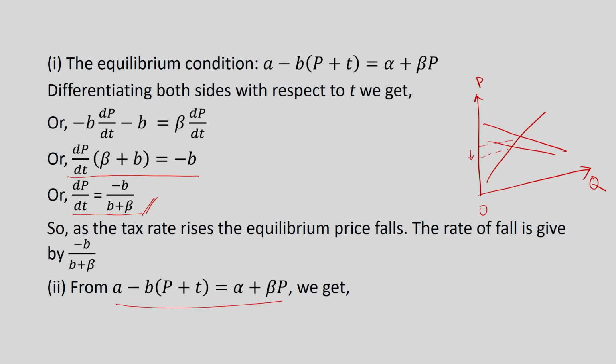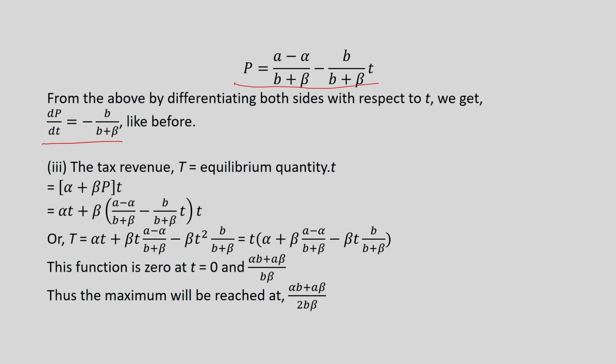So, therefore, we first find out the expression for capital T, and then try to answer the question: at what small t will it attain the maximum value? Now, what is the tax revenue after all? Tax revenue is the equilibrium quantity of goods that is being purchased and sold, multiplied by the tax rate, because the tax is imposed on each unit of the good.